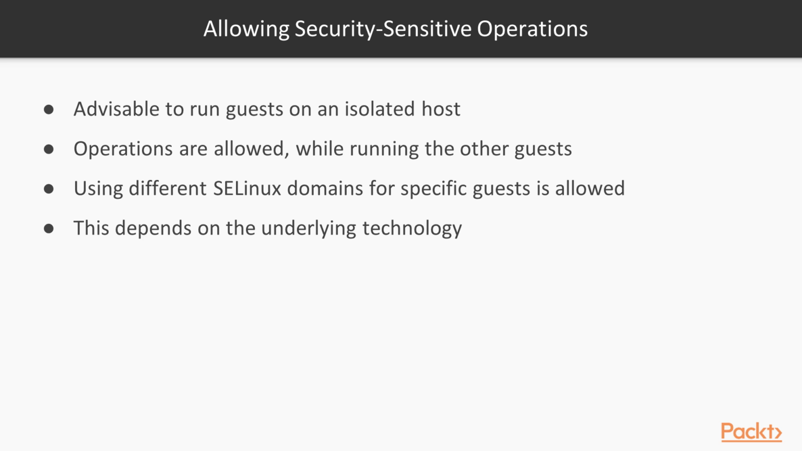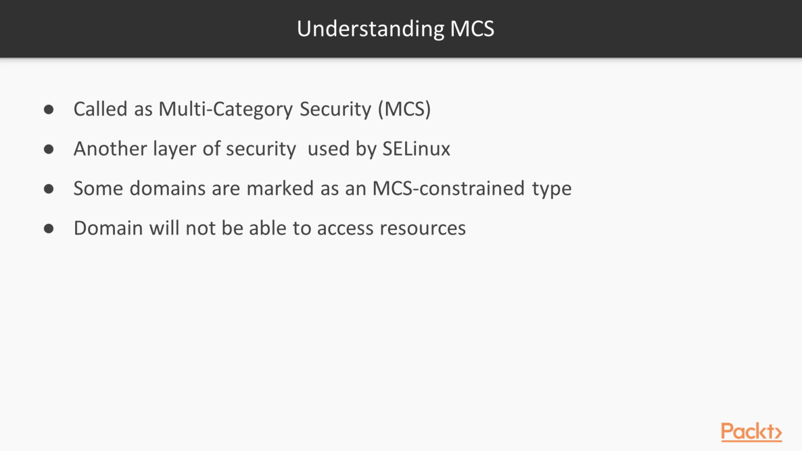Administrators can also use different SELinux domains for specific guests, fine-tuning the access controls for an individual virtual machine. How this is accomplished depends on the underlying technology, of course. The SELinux domains and the mentioned types, however, are not sufficient to implement proper confinement and isolation between guests. sVirt adds another layer of security by using multi-category security, or MCS. Within SELinux, some domains are marked as an MCS constrained type. When this is the case, the domain will not be able to access resources that do not have the same set of categories assigned as the current context.